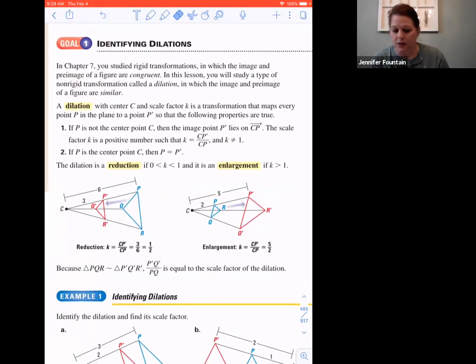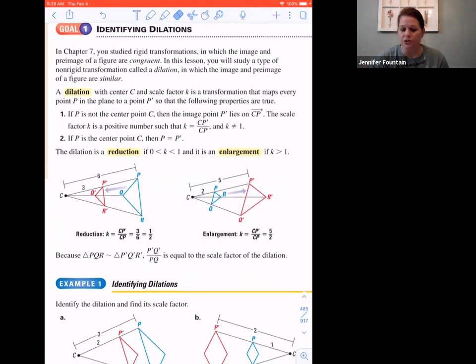All right, so it says in chapter 7, you studied rigid transformations in which the image and the pre-image of a figure are congruent. In this lesson, you will study a type of non-rigid transformation called a dilation, in which the image and pre-image of a figure are similar. A dilation with a center C and a scale factor K is a transformation that maps every point P in the plane to point P prime so that the following properties are true. So this is where we're going to start with our notes on 8.7, dilation.